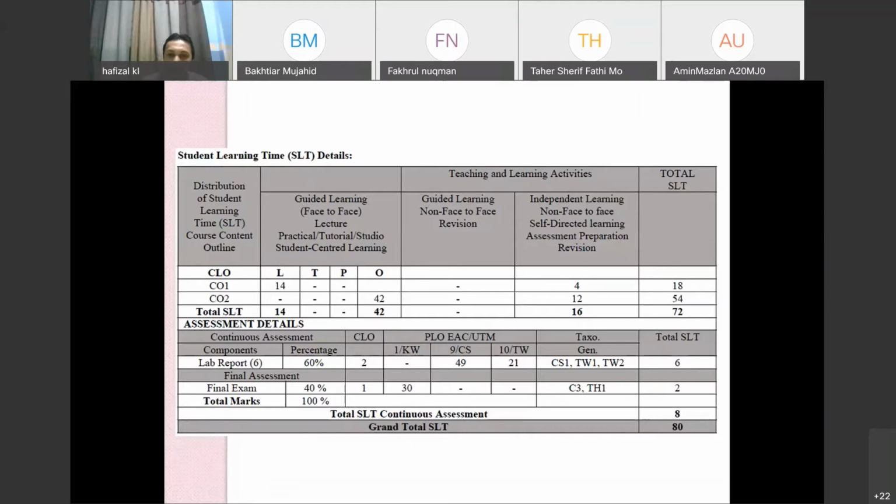Okay. So for the assessment detail, for the lab report, we have 6 lab reports. One is equivalent to 10%. We have 6 lab reports, so the total will be 60%. The final exam would be 40%.